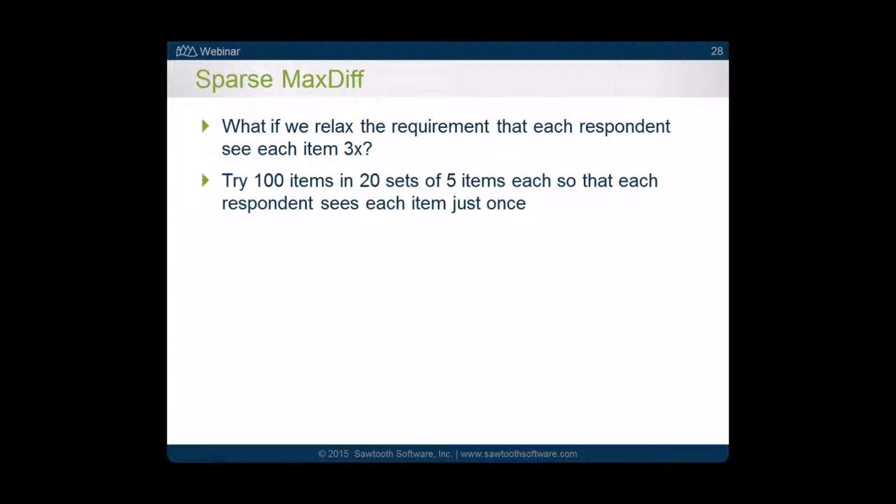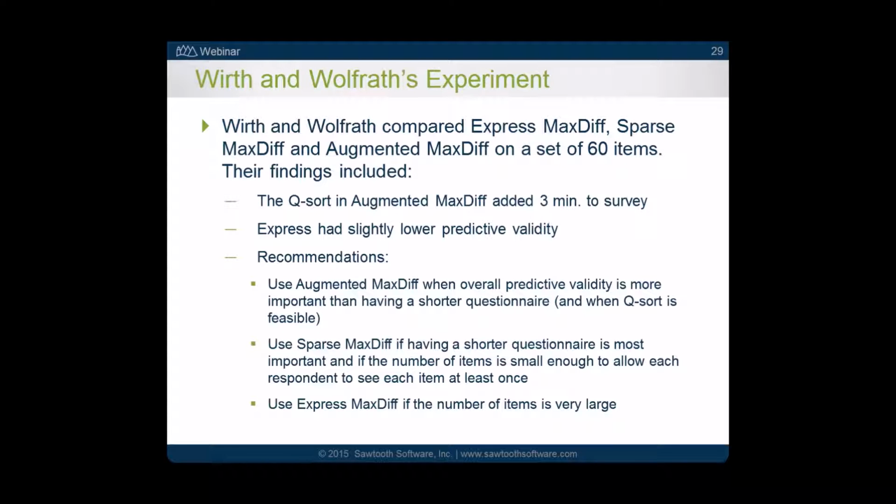Another method is called sparse MaxDiff. And the idea here is, we've always thought that we needed to show each item 3 times to each respondent. What if we relax that? What if we say everybody has to see each item just once? Then we take our 100 items, we create 20 choice sets of 5 items each, so that each respondent sees each item just once, and that's our sparse MaxDiff.